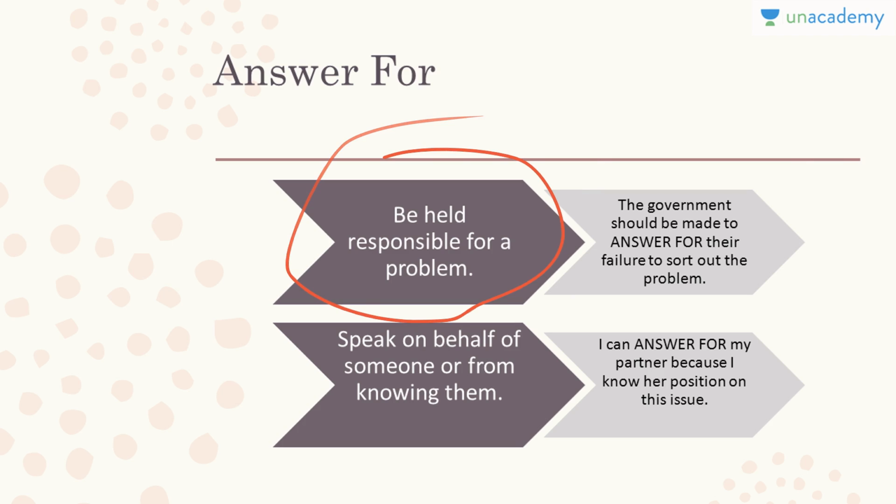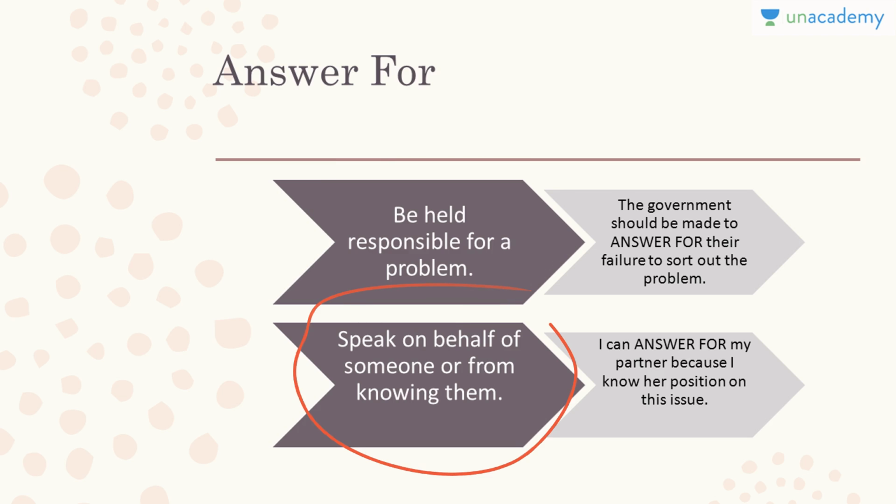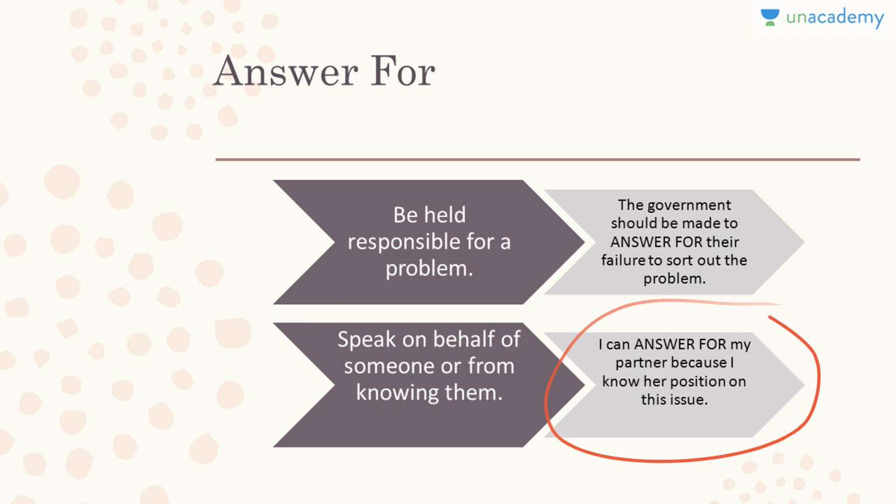The second is speak on behalf of someone or from knowing them, right? You speak on behalf of someone. Let's just first look at the example. I can answer for my partner because I know her position on this issue, right? So I can answer for my partner. Why? Because you're speaking on her behalf. And why are you saying that? Because you know her position. Okay, you know at what level is she or what issue is she facing. So you're speaking on her behalf. So you can answer for somebody, right?